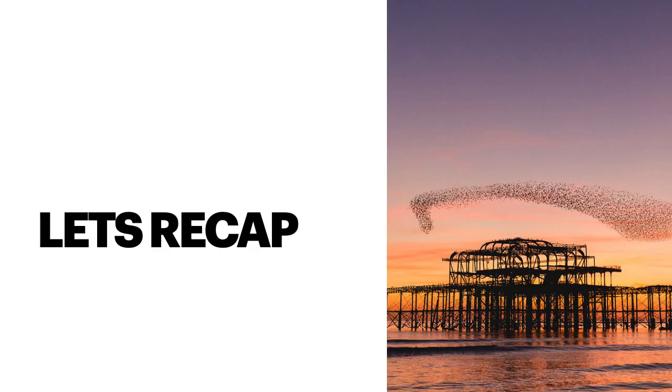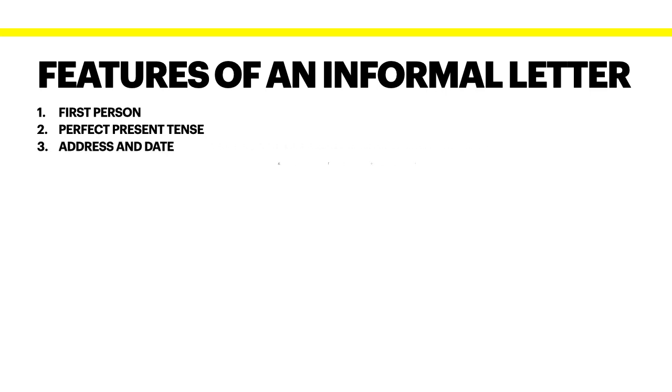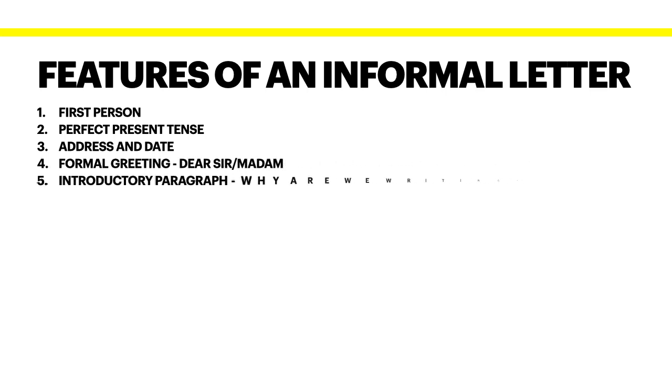Okay, so let's recap. There were 8 features of a formal letter that we talked about earlier. See if you can list them off by heart and then press play to see if you got them all right. Off you go. Okay, so we know that we need to write in first person. We know we're going to use the perfect present tense. We know we are going to have the address and the date. We're going to have a formal greeting, such as dear sir or madam, an introductory paragraph explaining why we're writing.